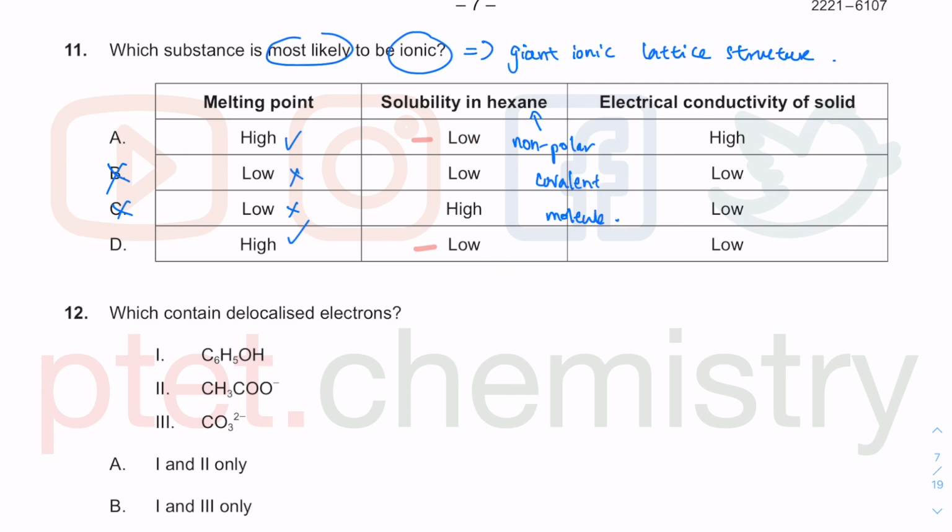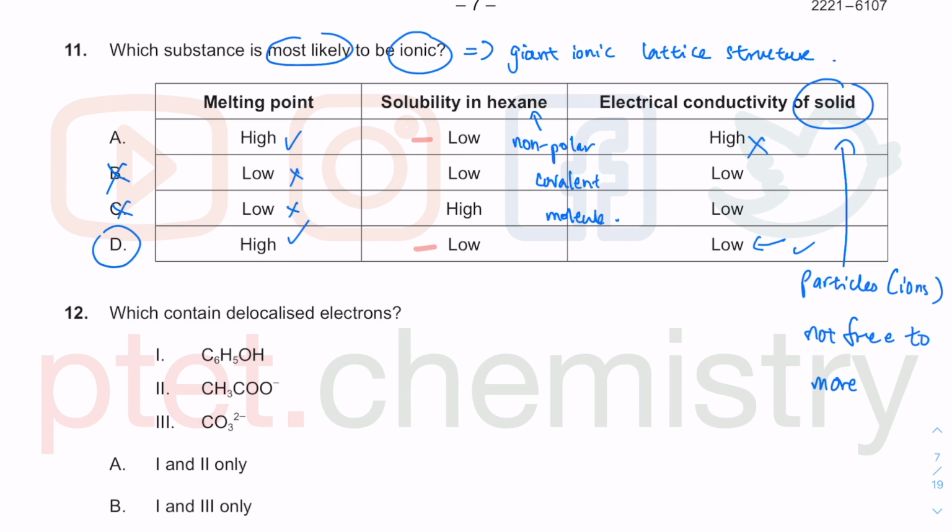But you look at A and D, having crossed these two out, there is no separation between these two properties. Therefore, we have to look at electrical conductivity of the solid. In the solid state, your ions in this case, they are not free to move at all. They can only vibrate about fixed positions, and therefore they cannot conduct electricity as a solid. They're not going to have high conductivity. They're going to have low conductivity there. So D is the only answer.